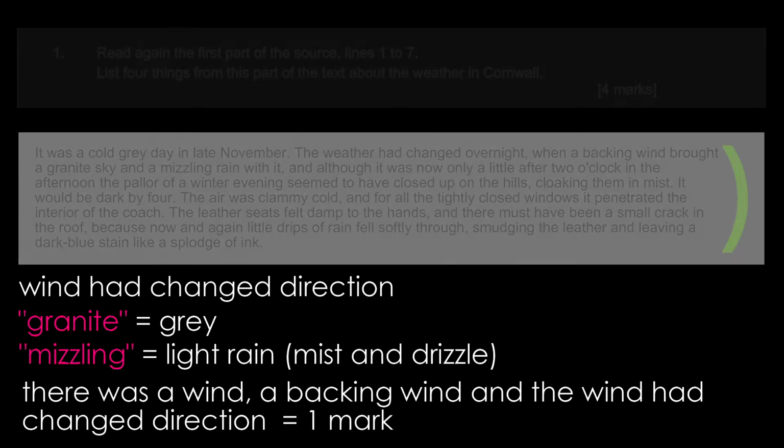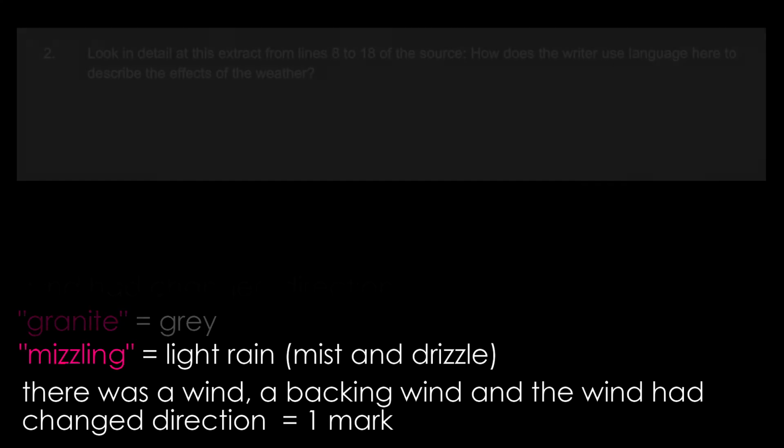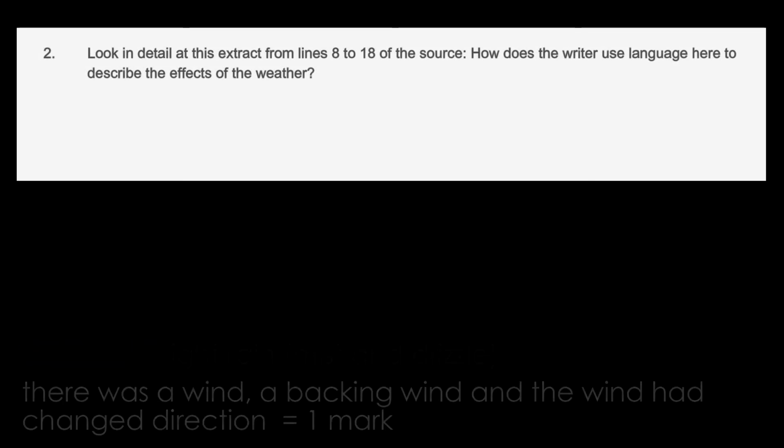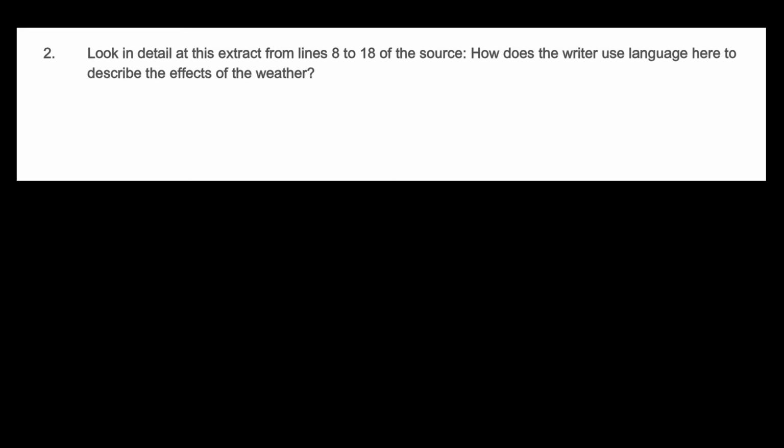So going on to question 2, this question will always ask you to analyse how a writer has used language in a section of the text to achieve a certain effect, and will suggest the kinds of things to look at. Look in detail at this extract from lines 8 to 18 of the source. How does the writer use language here to describe the effects of the weather?